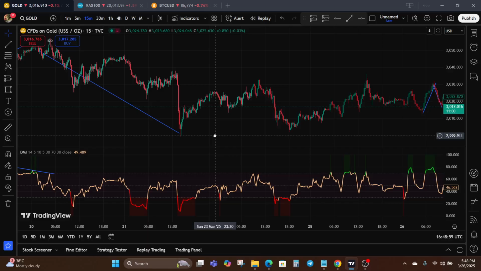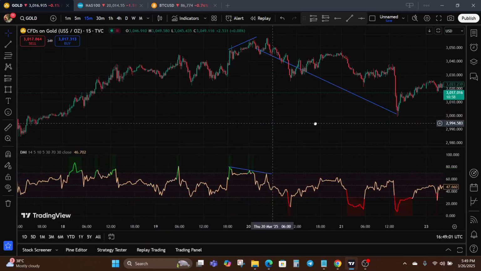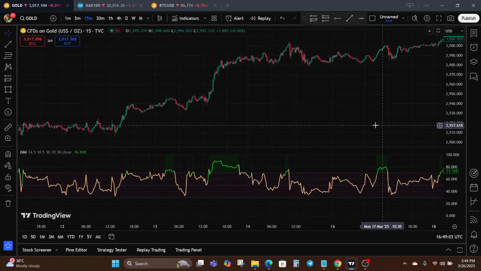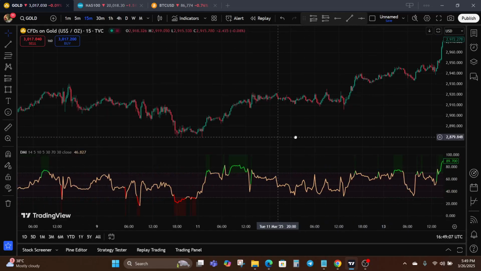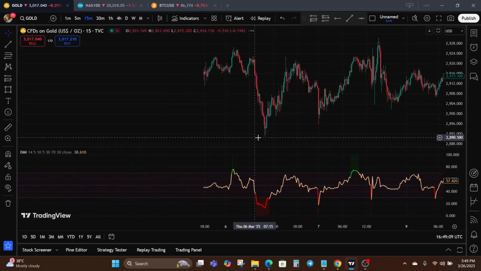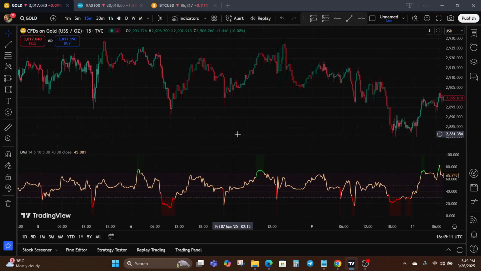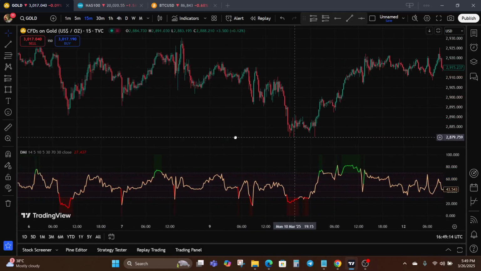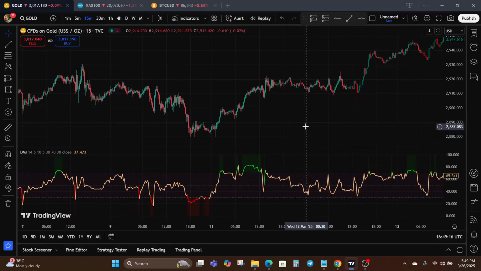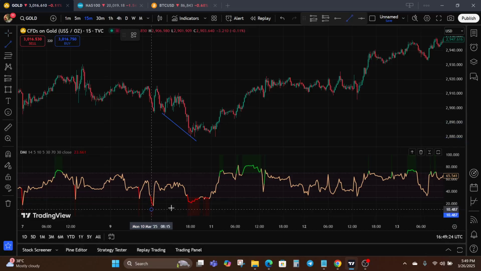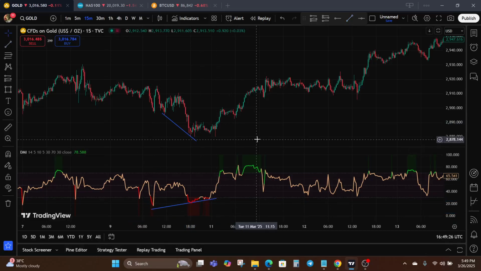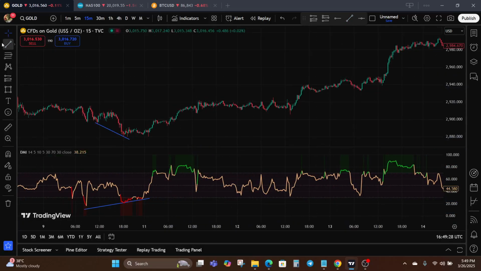On the other hand, when price makes a new low, let's see if we can find that example. If price makes a new low but the DMI makes a higher low, it may indicate a market bounce, that is a reversal to the upside. In that case, it's going to be a bullish divergence. I think we had something like that here. So you can see we had a reversal to the upside.